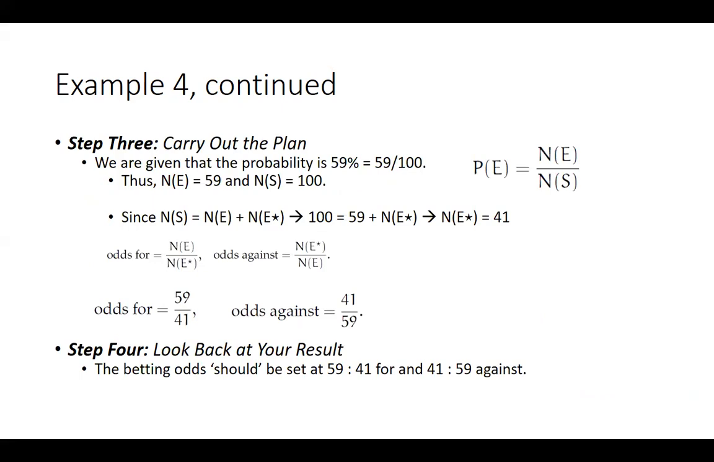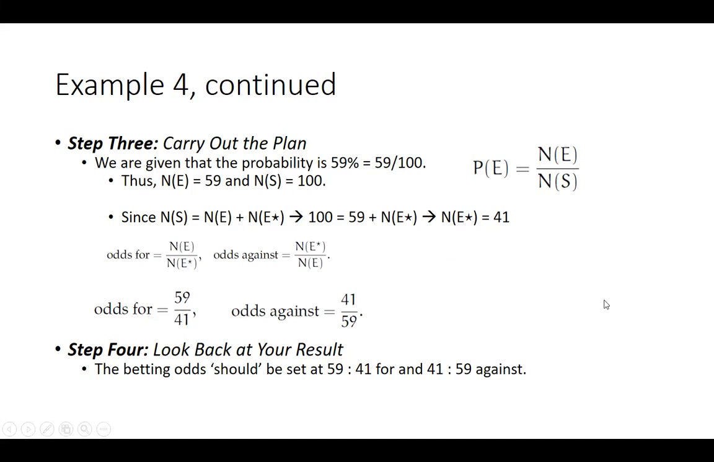So again, we were given that the probability is 59%. That's 59 over 100. Since probability is N of E over N of S, that means N of E is 59 and N of S is 100. Since N of S equals N of E plus N of E star, that means that 100 equals 59 plus N of E star. And a little bit of algebra would give us that N of E star is 41, subtracting 59 from 100.